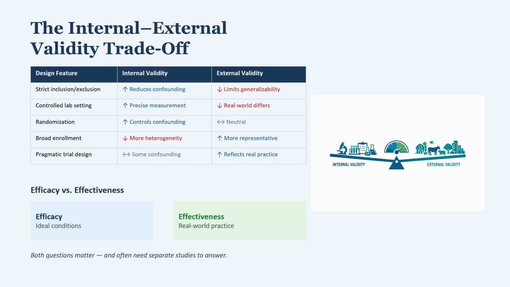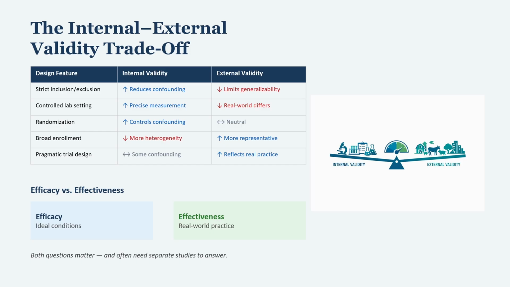Highly controlled laboratory settings maximize measurement precision and eliminate environmental noise, excellent for internal validity. But real clinical practice is messy. Animals are stressed, owners give medications inconsistently, comorbidities are common. The lab result may not translate. This trade-off has a name in clinical research: efficacy versus effectiveness.